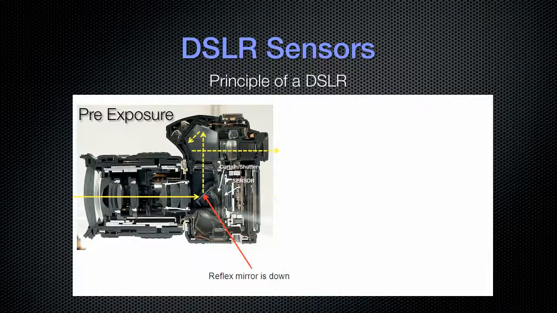In this condition, the mirror is in a down position, the sensor is not receiving any light, and the curtain is closed. Light will travel through the lens. It will hit the mirror, which will then reflect the light upwards into the prism. The prism bounces the light backwards toward the viewfinder, and finally the light is reaching the human eye. Now you're able to see your object through the viewfinder, and most likely the camera has achieved focus at this moment in time if you were using autofocus.